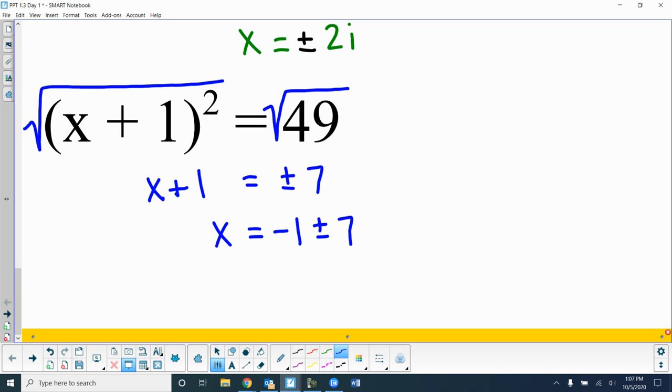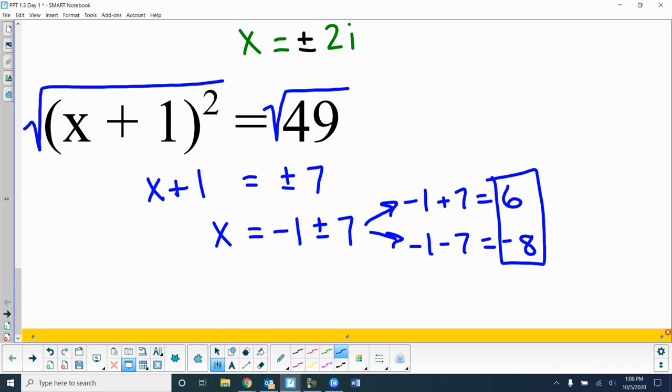Now, if they're both whole numbers like this, you should do what Nick said. Negative 1 plus 7 is 6. But there's another answer. Negative 1 minus 7. What's the other answer? Negative 8. So, if that's a radical 7, then it's just negative 1 plus or minus the square root of 7. But since they're both nice whole numbers, we go ahead and finish and get the two actual numbers. Okay? So, it's not plus or minus 6. It's actually 6 and negative 8.